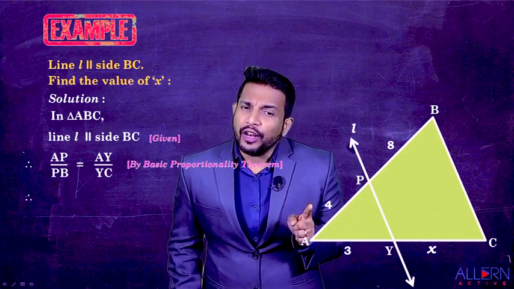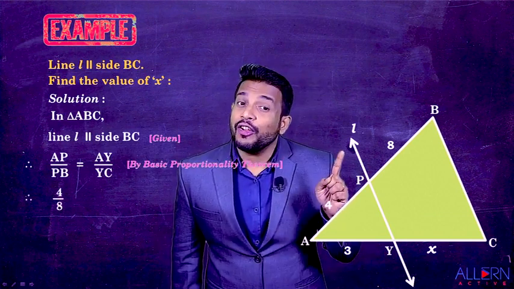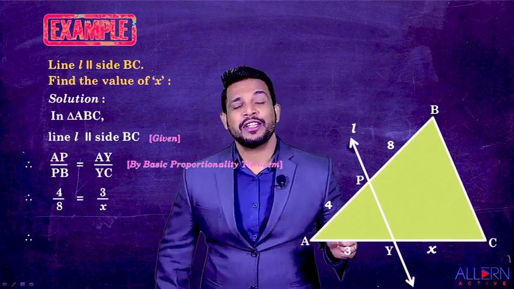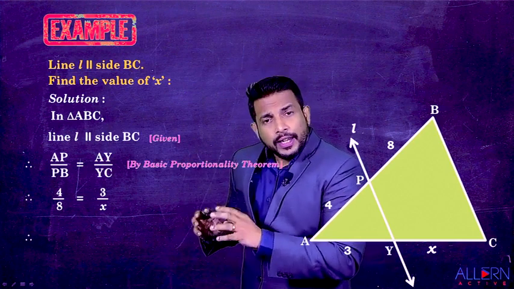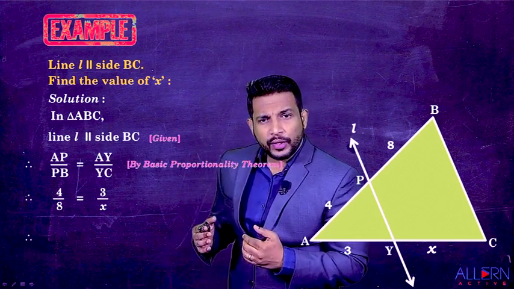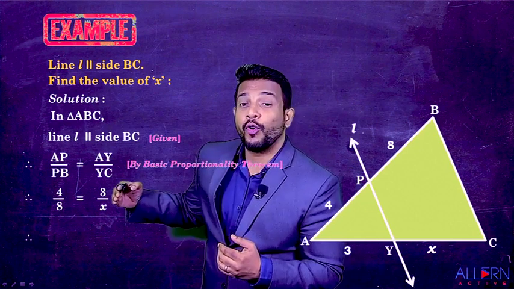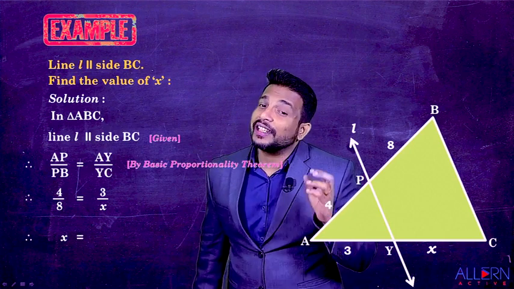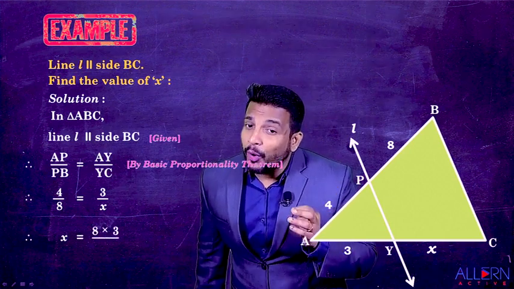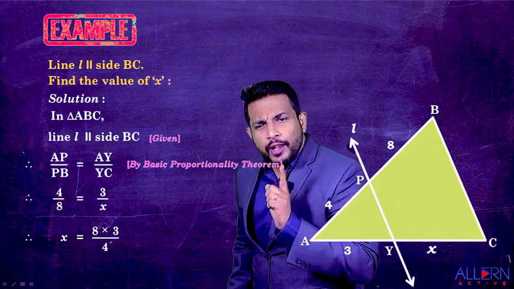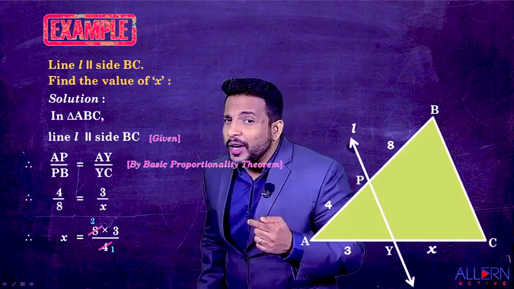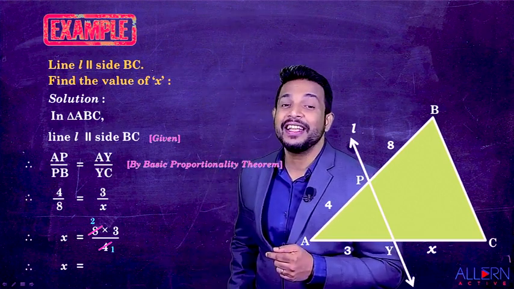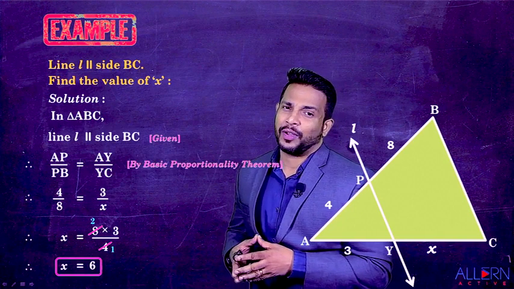Now substitute the values. The value of AP is 4. The value of PB is 8. The value of AY is 3 and the value of YC we don't know, that is X. So we wrote that. Now let's solve it further. We want the value of X. Cross multiply. So we get X into 4 is equal to 8 into 3. Now keep X on one side and all the numbers on the other side, that is 3 into 8 upon 4. Do the cancellation. 4 ones are 4, 4 twos are 8, and 2 into 3 is 6. That means we get the value of X as 6. That's the answer.